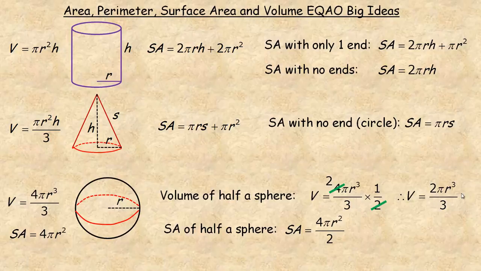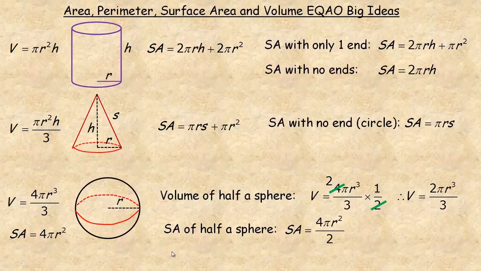So notice if you compare this, to get half of the volume, you're really just taking half of the 4. Now you can use this formula too and then just divide it by 2. That will give you exactly the same thing. I'm just showing you how the formula changes.